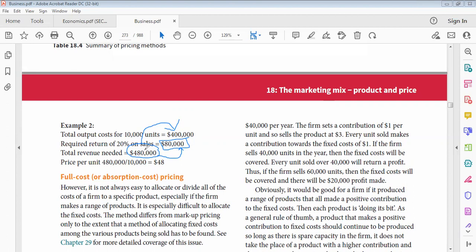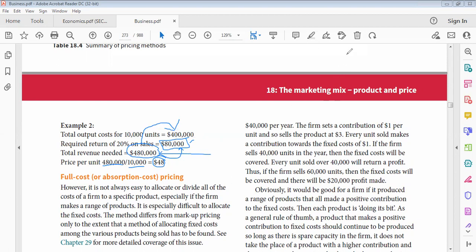So now the question is, how much will be my price? It's very simple. You divide the total amount of money that you need by the number of bags. It becomes $48. Now, this is target marketing, because this is your target: the total money that will cover your cost and also give you some profit to enjoy.